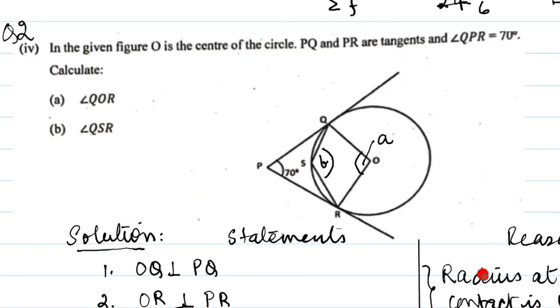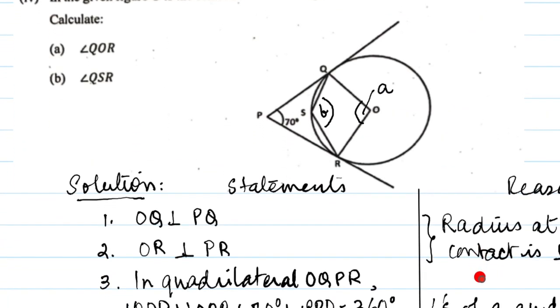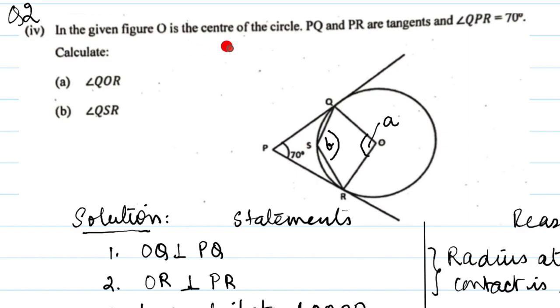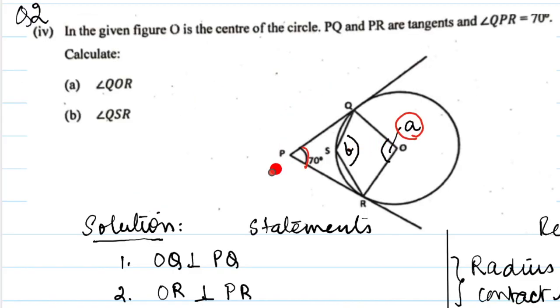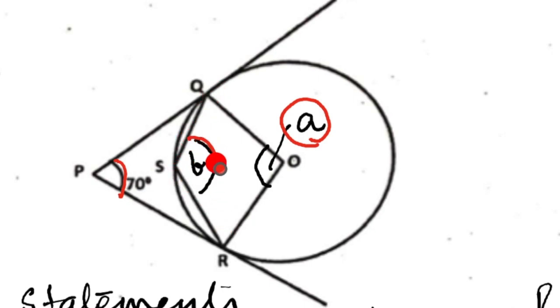Let us move to question number 2, 4th subpart. In the given figure, O is the center of the circle, PQ and PR are tangents, and angle QPR is 70, that is this one. Calculate angle QOR. So QOR is here, I'll call that A, and QSR, I'll call this B. Okay, now this 70 is given.